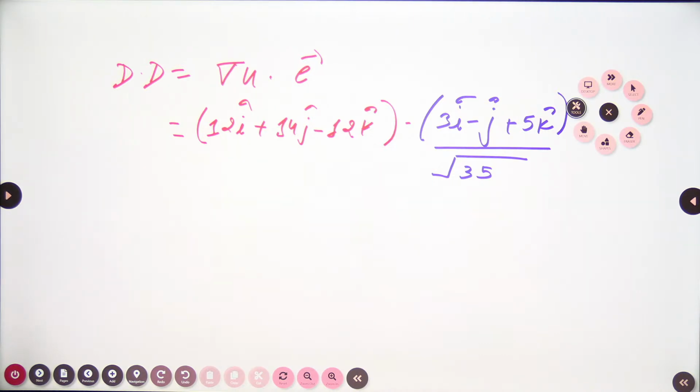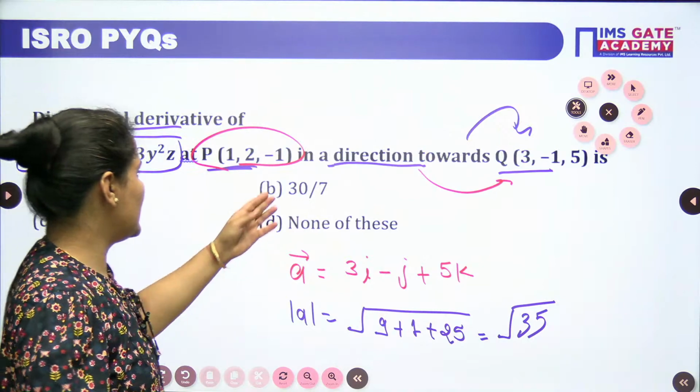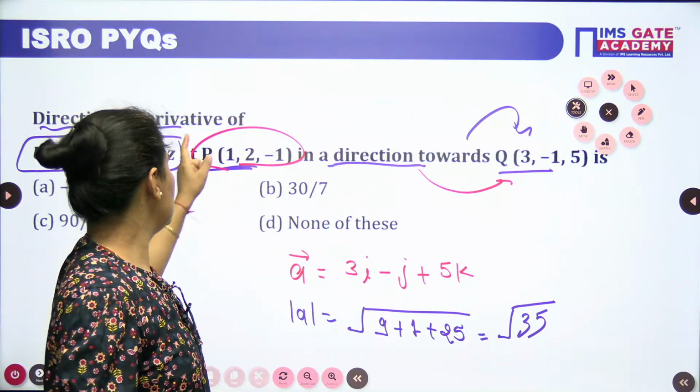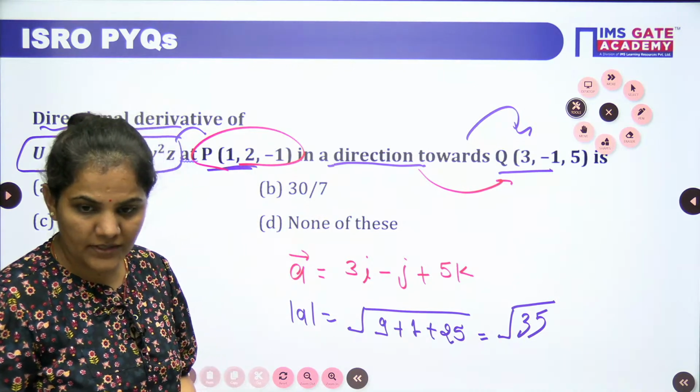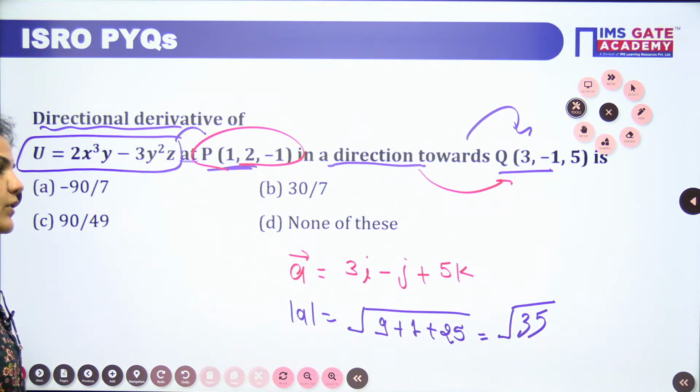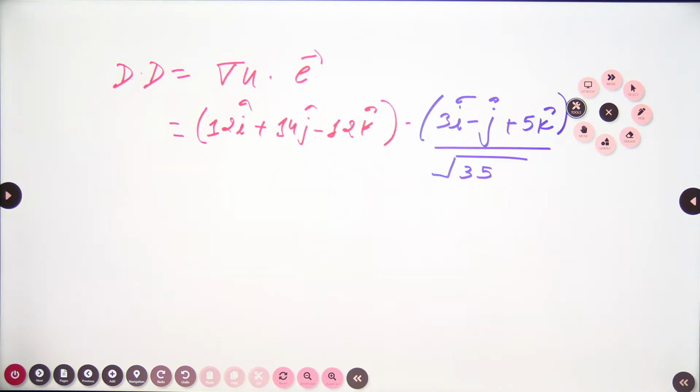Okay. No, it will not be q minus p, because it is asking me in the direction toward this one. This point is given to me, but the direction is only asking for the q point. So that's why we will not go for q minus p here.